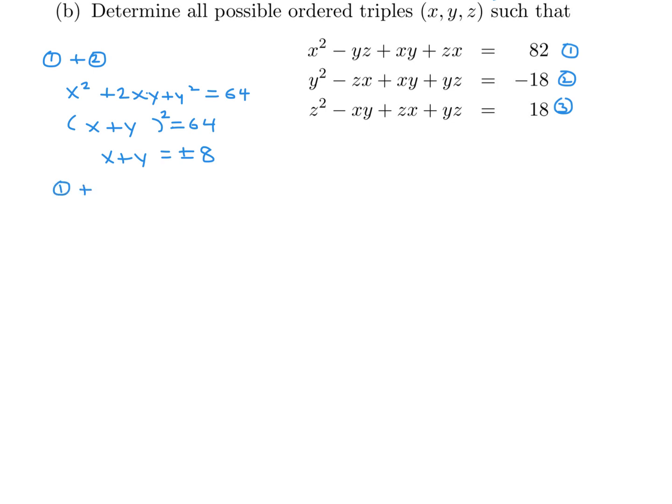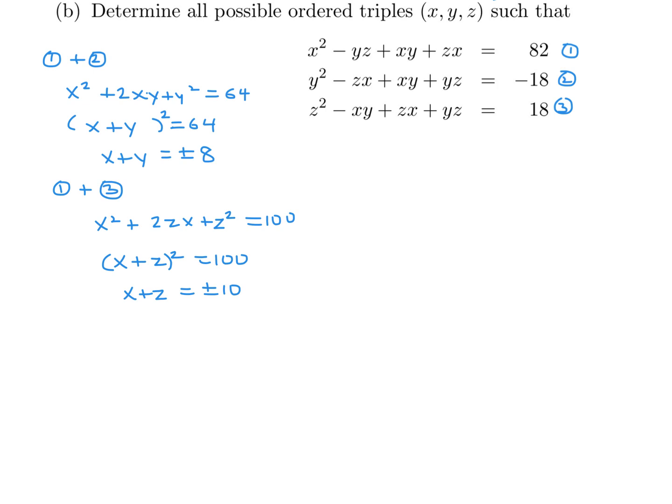Then I'm going to add equation 1 with equation 3. When I do that, I get x squared plus 2zx plus z squared is equal to 100. And again, it factors out really nicely. (x plus z) squared is 100, and therefore x plus z is equal to plus or minus 10. So again, a very good result.